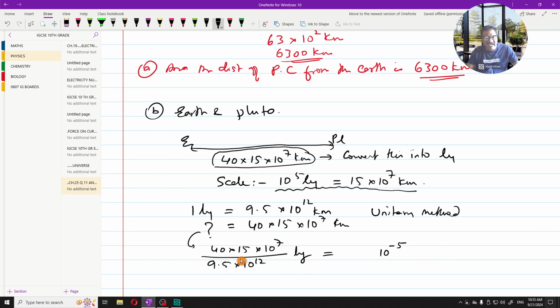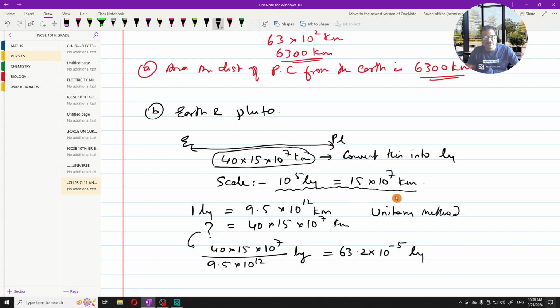And this 40 into 15 divided by 9.5 should work out to actually 63.2. So this many light years. So 63.2 into 10 raised to minus 5 light years is the value for this many kilometers. So this is equivalent.